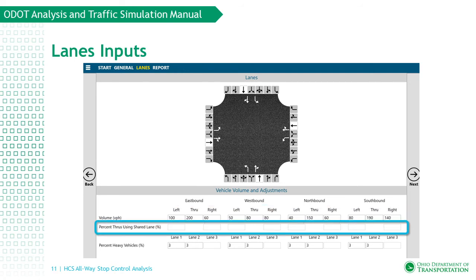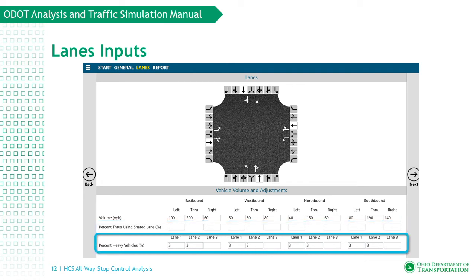When there is a through lane coded alongside a shared left through lane or shared through right lane, the analyst must enter a value for the percent of through vehicles using the shared lane. These percentages are based on traffic count observations. Refer to section 5.6 for information regarding lane utilization measurements and inputs. For this example intersection, there is only one through lane on each approach, so the boxes for this input are grayed out. The heavy vehicle percentage should be entered based on calculated values from the existing traffic counts.